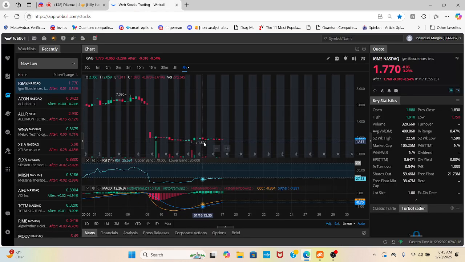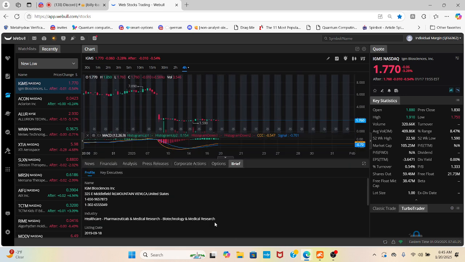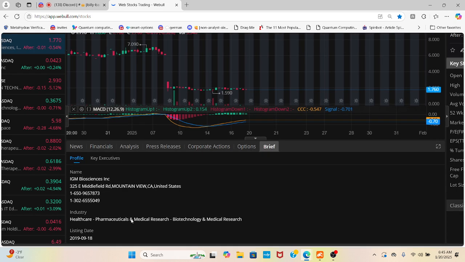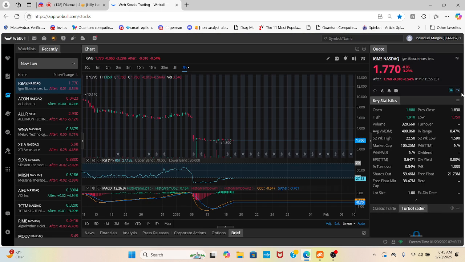So, with IGMS, just a quick example. We'll talk about volume on different kinds of stocks as well, because, if you don't know, well, now you do, these stocks have different industries that they're in. So you've got IGM Biosciences. This one here has an average volume of 400,000 and a current volume of 320,000. They're getting a free float of 21 million.